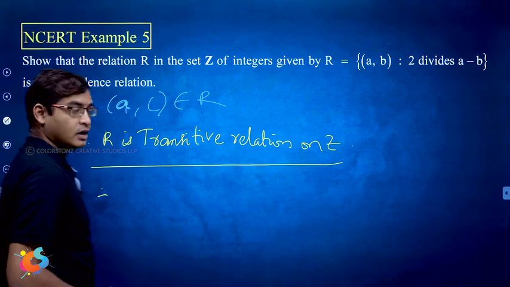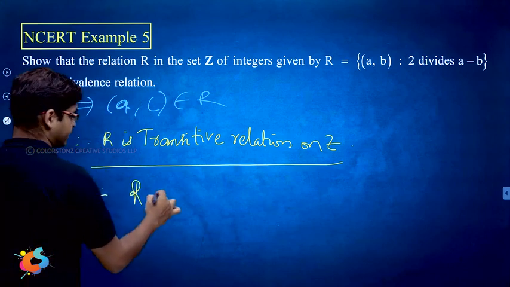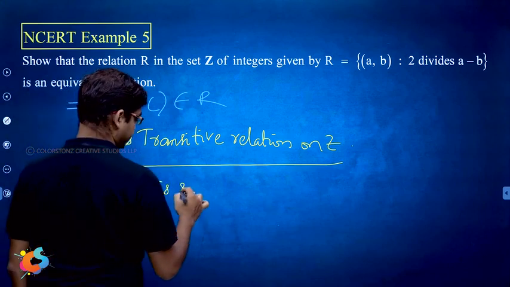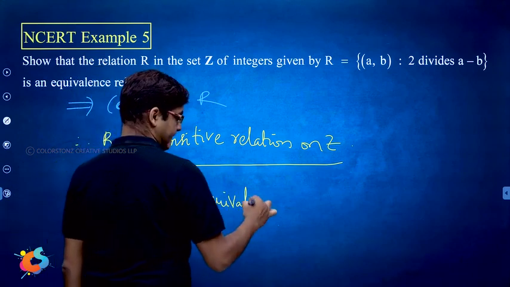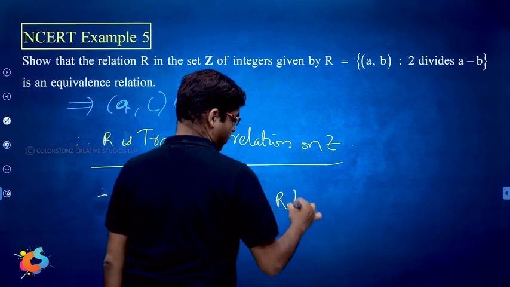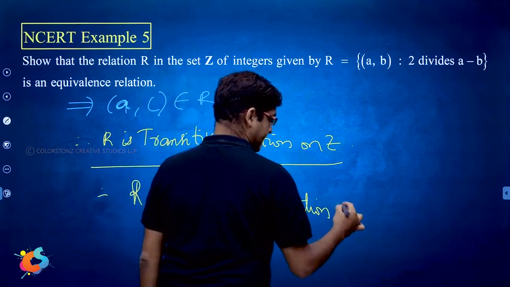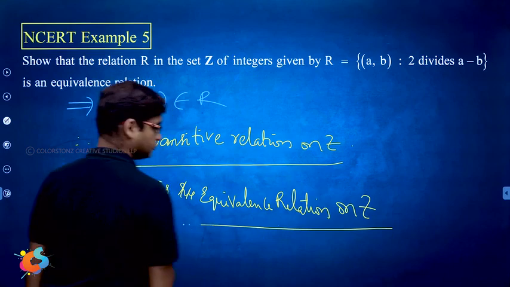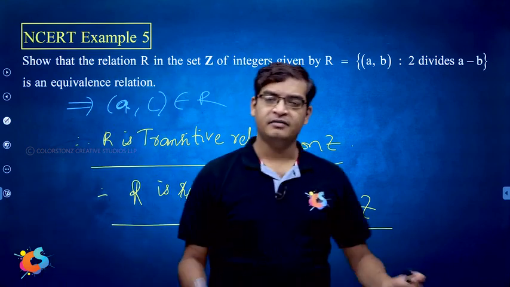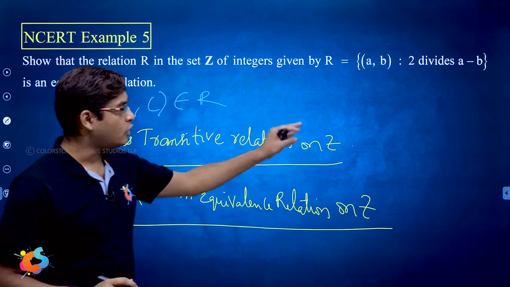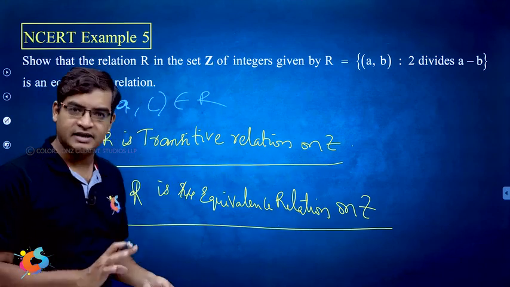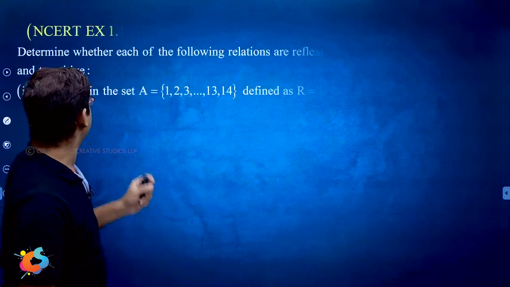So therefore R is a reflexive relation. Sorry, R is an equivalence relation on Z. Is it clear? Right? We have applied whatever we know. We are just writing for this problem whatever is needed. That's all. Okay, let us go to the next question.